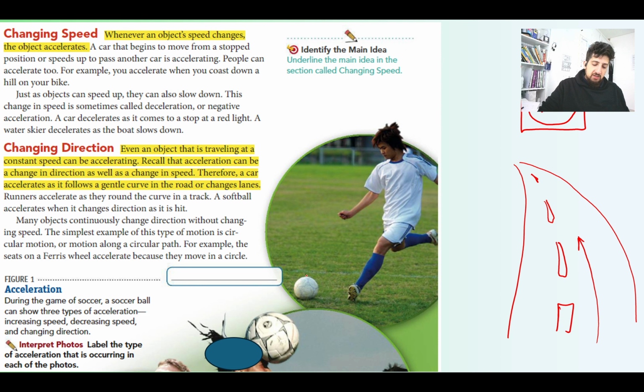So here's a ball that's still, that's stationary. Remember, stationary means it's not moving. A ball that is stationary, that is still, and then the guy suddenly kicks it. So it's going to start speeding up. It went from 0 to 30 meters per second, say. So what's that going to be? That's going to be speeding up. That's going to be accelerating by speeding up. So that's increasing speed.